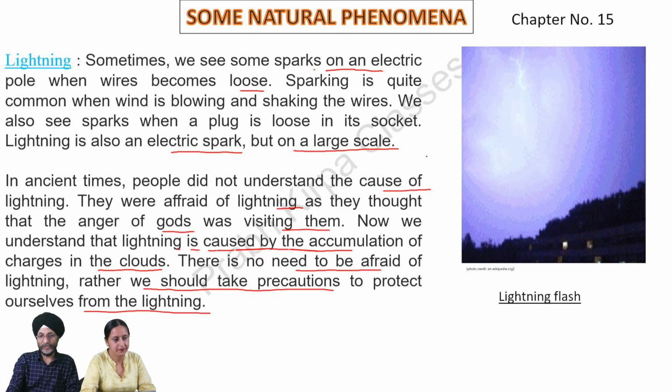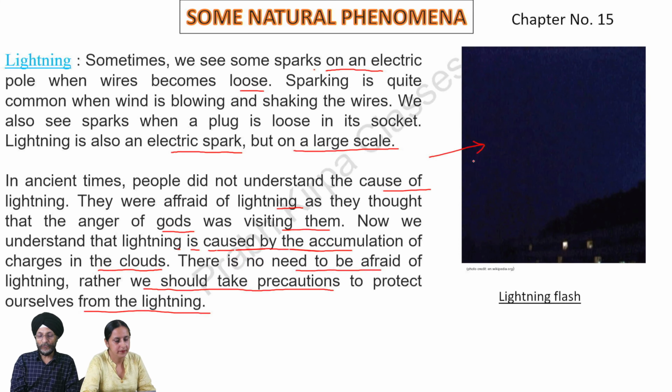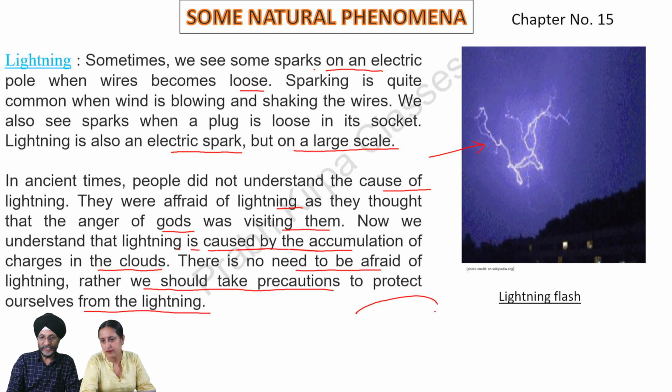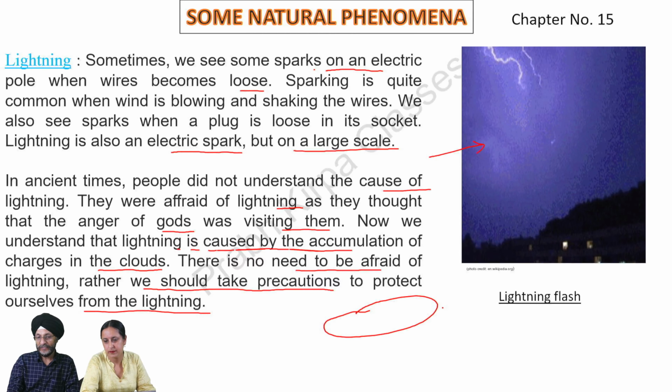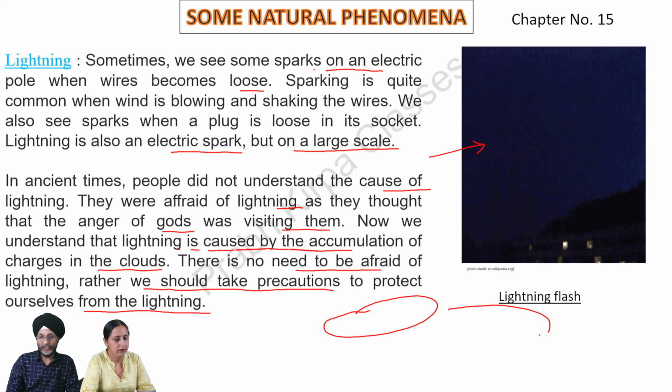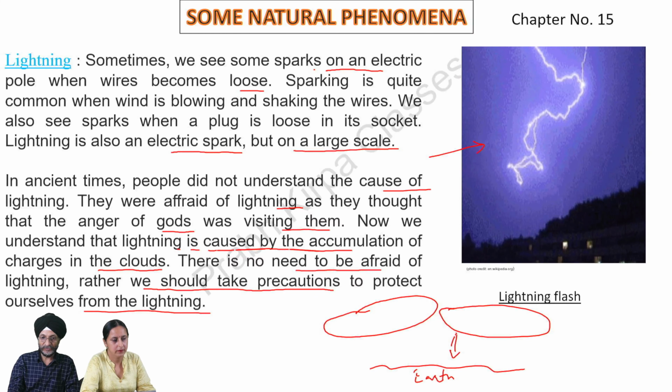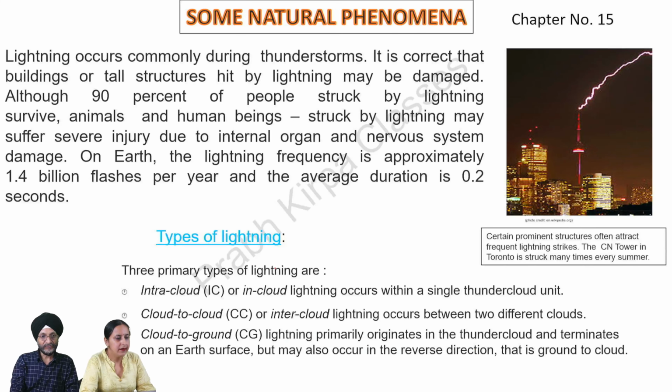Such type of lightning flash is often seen by us in the skies when there is a thunderstorm. Such lightning can take place within a single thundercloud unit, or it can take place between different clouds. It can also take place between the clouds and the earth. Next. Lightning occurs commonly during thunderstorms.